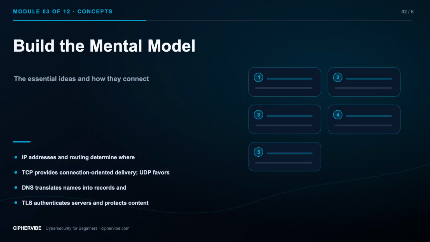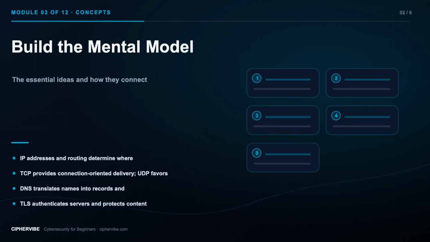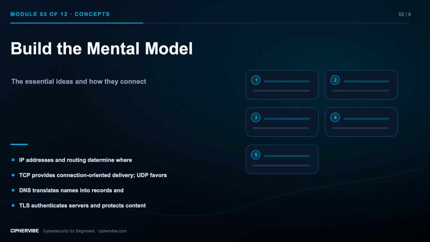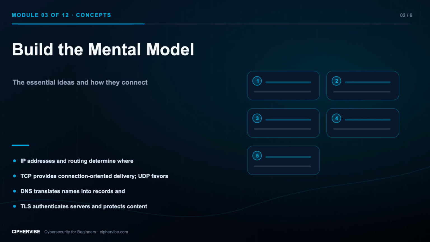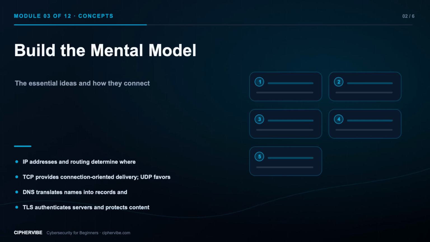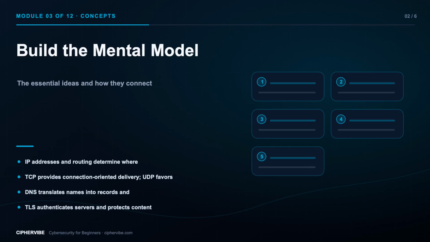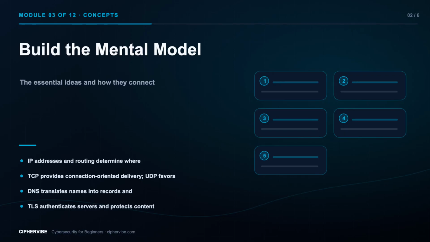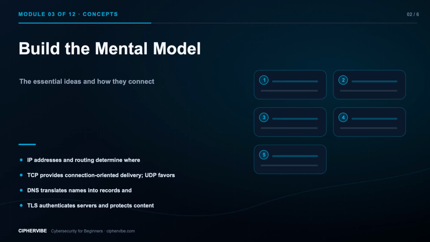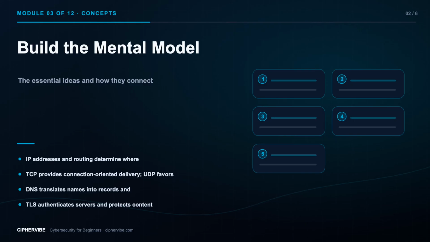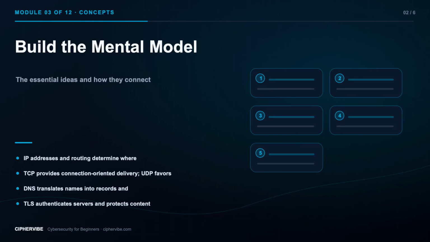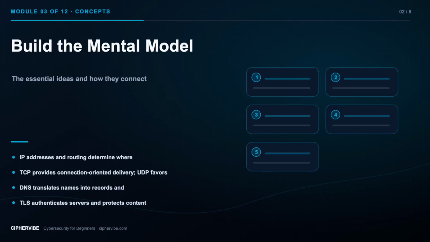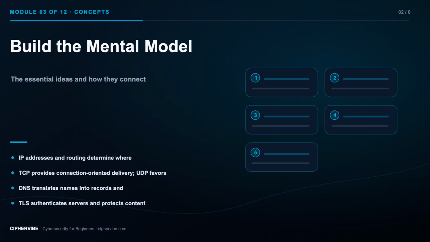Start with 4 concepts that provide the vocabulary for networking and the web for cybersecurity. First, IP addresses and routing determine where packets travel, while ports identify the receiving application endpoint. Second, TCP provides connection-oriented delivery. UDP favors low overhead and lets applications handle reliability when needed. Third, DNS translates names into records and reveals an important dependency before most web connections begin. Fourth, TLS authenticates servers and protects content in transit, while metadata such as endpoints and timing may remain visible.